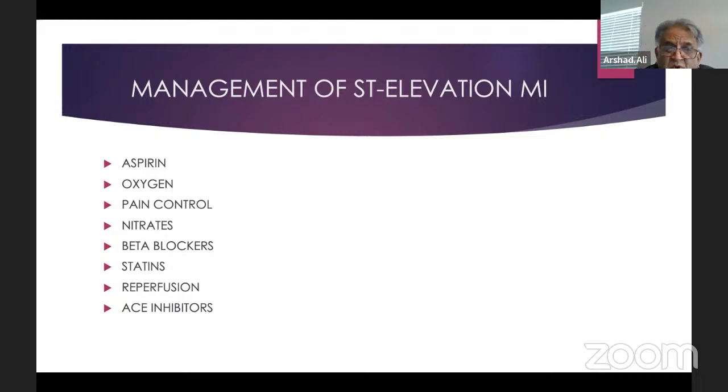Now, one of the most important things that we need to do about the ST elevation MI is the reperfusion therapy. We need to open the artery, because that is the one thing that is going to make a difference whether the patient ends up with LV dysfunction and heart failure or a normal LV. Basically, it's a difference between life and death.